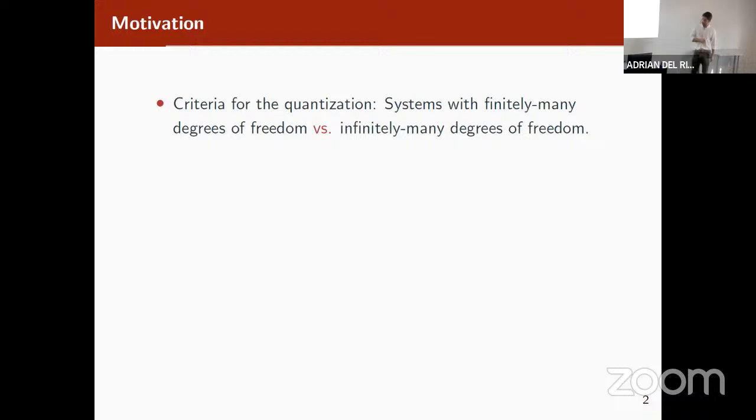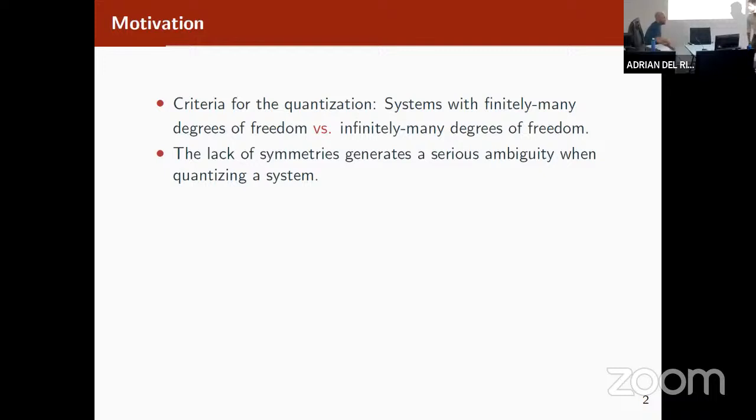However, when we move to the infinitely many degrees of freedom case, things get more complicated. For instance, if we are in flat space, we use the spatial symmetries and time symmetries to determine a preferred choice. However, if our system lacks some symmetries, we have a serious ambiguity to deal with, right? What can we do? So there have been some proposals.